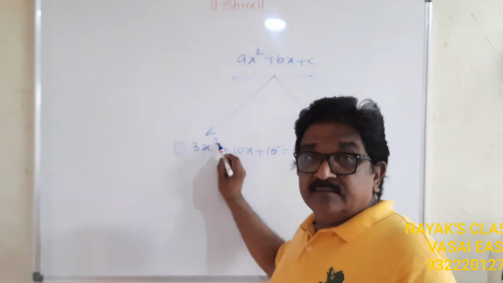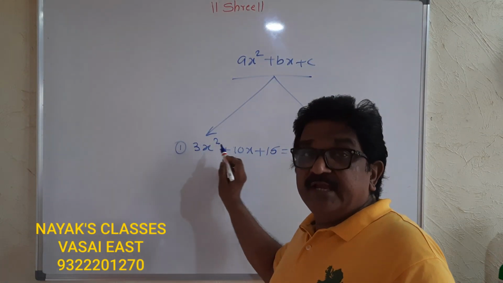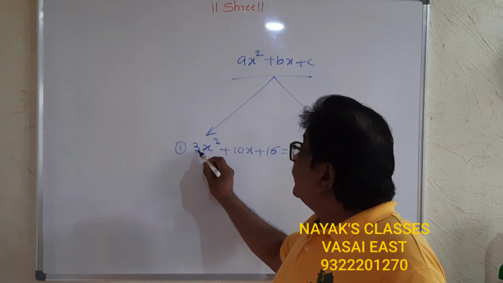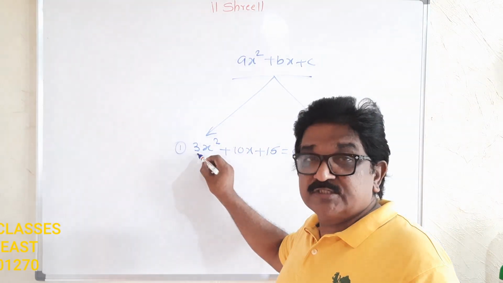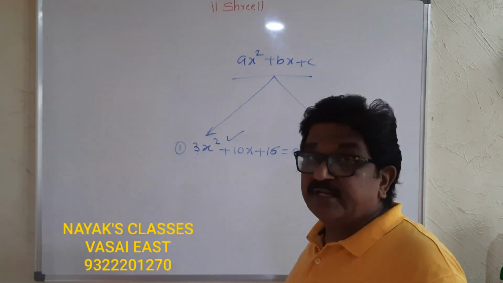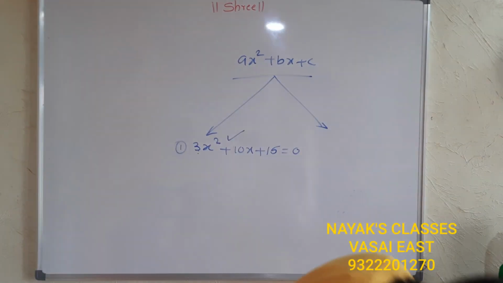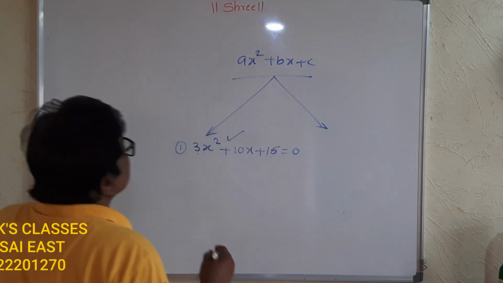2 is the degree, passes. There is no negative degree, passes. Value of a is not 0. So this is a quadratic equation. This is very simple. You can write the second one.